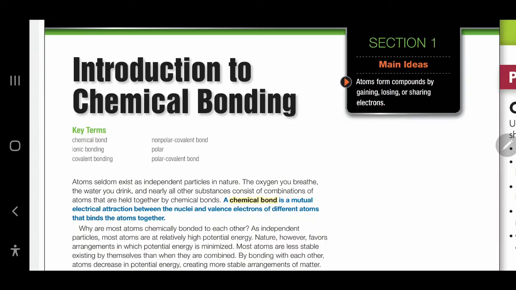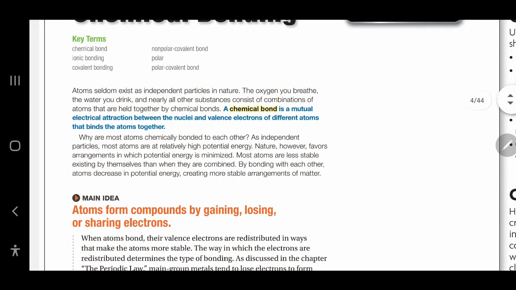Today I'm going to explain the first section of the chapter, which is Introduction to Chemical Bonding. First of all, what we mean by chemical bond. It is a mutual electrical attraction between the nuclei and the valence electrons of different atoms that binds the atoms together. So here we are talking about attraction between the nucleus of an atom with the valence electrons of another atom, as we said before.